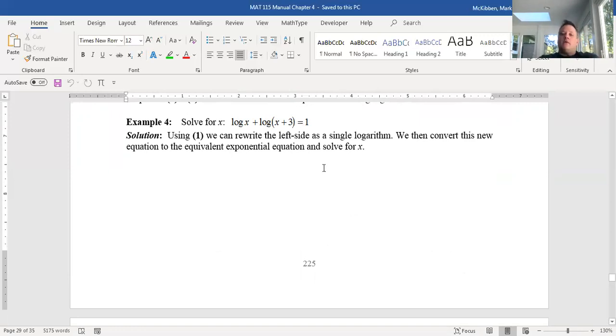Right. Well, if there was just a single log on the one side, I could undo a log using its inverse. Right. The problem is I have a sum of 2 logs on the left-hand side. And so what I first want to do is rewrite the left-hand side as a single logarithm. And I can do that because notice the bases are both the same. Remember, if there's no base and I'm using log, that means the base is 10. And so I can rewrite the left side using the product rule.